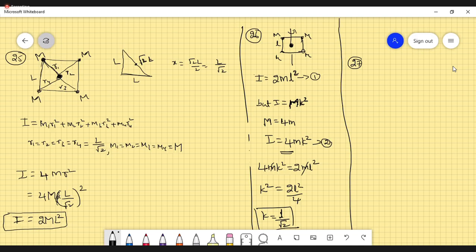Twenty-seventh one. In the above problem, find the moment of inertia of the four bodies about an axis perpendicular to the plane of the frame and passing through a corner. So same system, but this time the axis is passing through one of its corners. The masses are m, m, m, m and the side is L. They're asking at any one corner, so let us consider this corner, and with respect to this we have to find the moment of inertia.